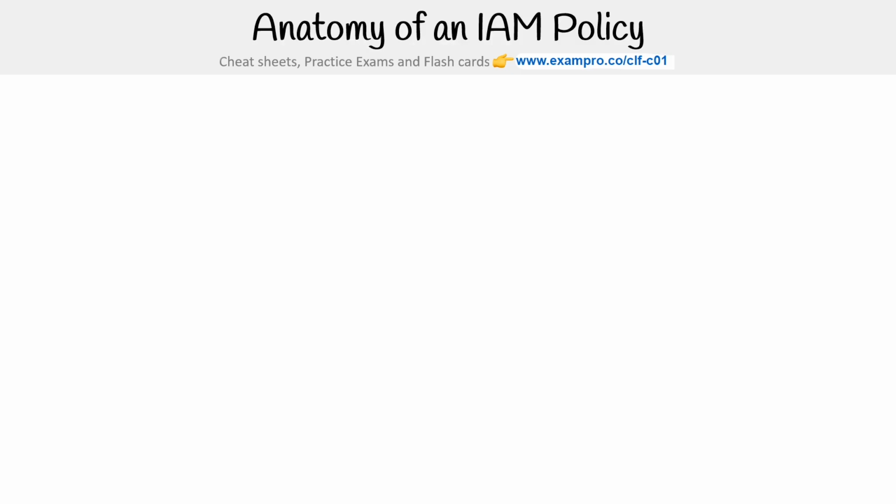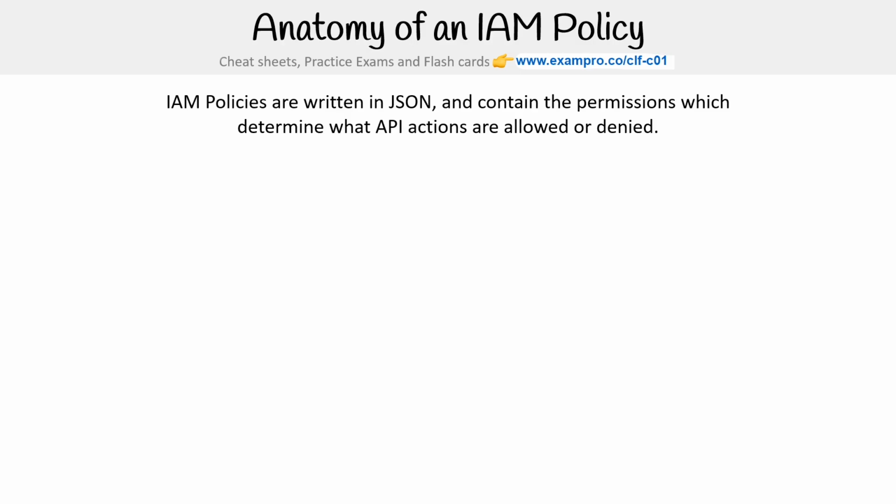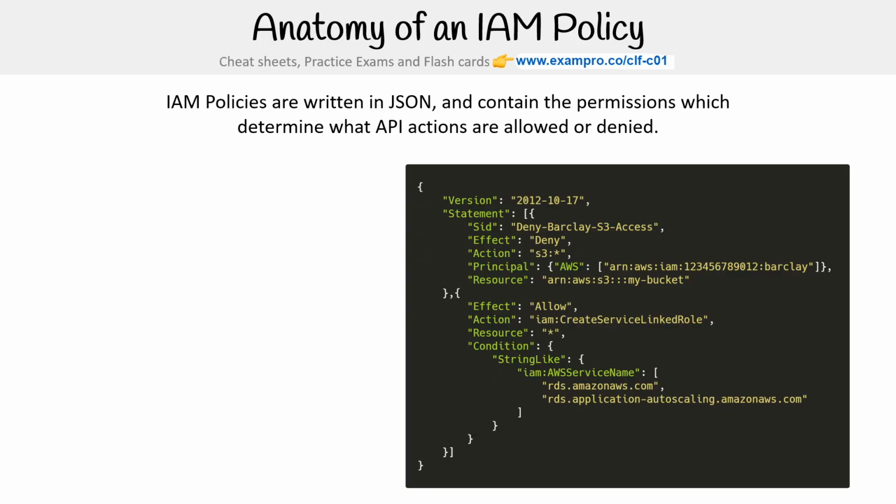Hey, this is Andrew Brown from Exam Pro, and we are looking at IAM policies a little bit closer here. They are written in JSON and contain the permissions which determine the API actions that are allowed or denied. Rarely do I write these out by hand because they have a little wizard that you can use to write out the code for you. But if you want to, you absolutely can write it out by hand, but we should know the contents of it and how these JSON files work.